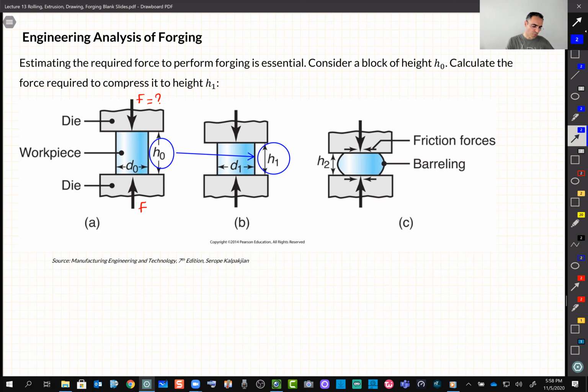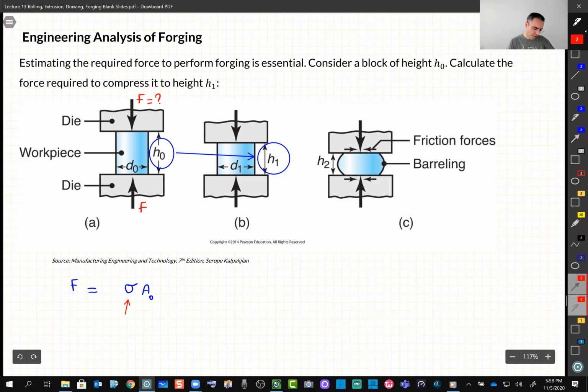So we can simply say the force that I need is going to be equal to stress sigma multiplied by area. Here we just say A0. This is the amount of force that I need to deform it, and sigma is stress.